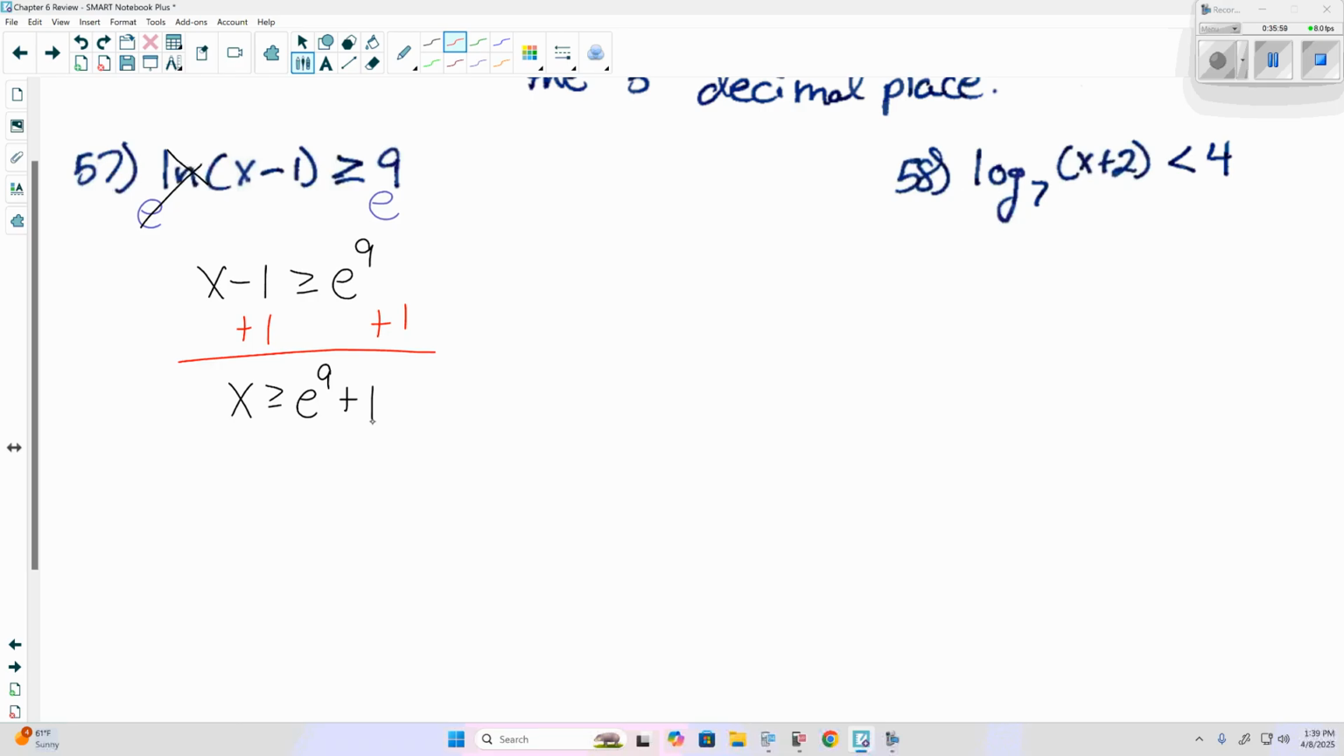Normally, this would be one of the problems that we might have a restriction on. And if we were looking at the restriction, it'd be that what's inside, x minus 1, would have to be greater than 0, or telling us that the values of x have to be bigger than 1. Well, e to the 9th plus 1 is indeed bigger than 1, so we don't even have to worry about those. So that's the answer. Questions on 57 before we look at 58.